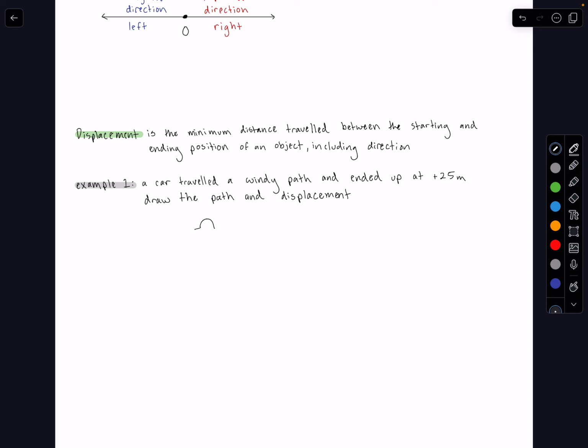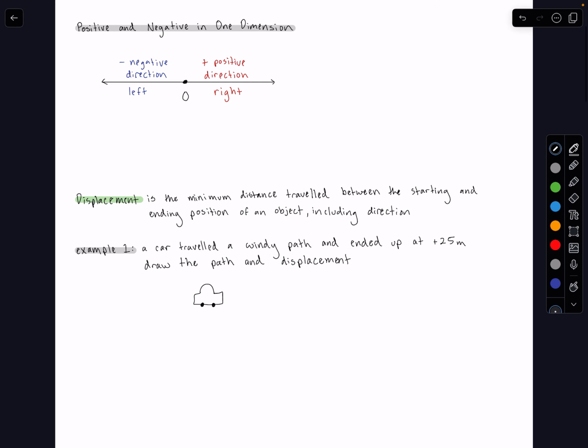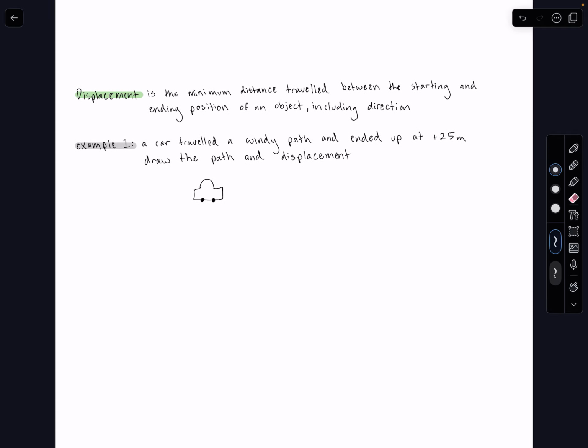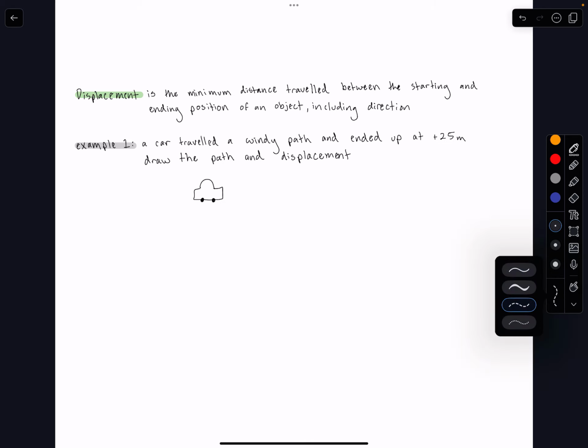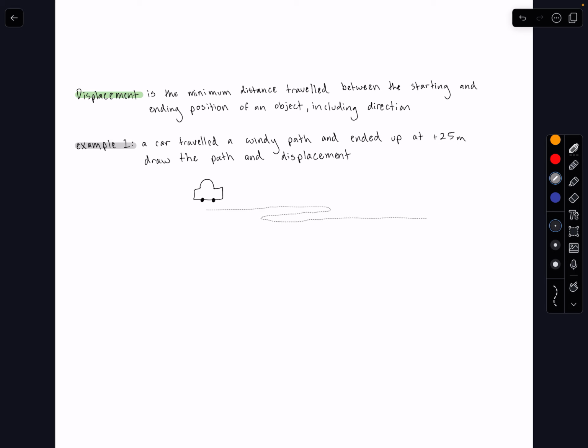Say the car is right over here, and we know that it ends up at positive 25 meters. Because, like I mentioned at the beginning, positive is in the right direction, we know it ends up to the right, but it follows a windy path. It's not direct. So let me draw an example. Let me make this a dotted line to show what the path could be. The car starts where it's at, then maybe it goes to the right a little bit, then it decides to turn around and goes back, and then ends up going back to the left, and it keeps going until it reaches 25 meters.